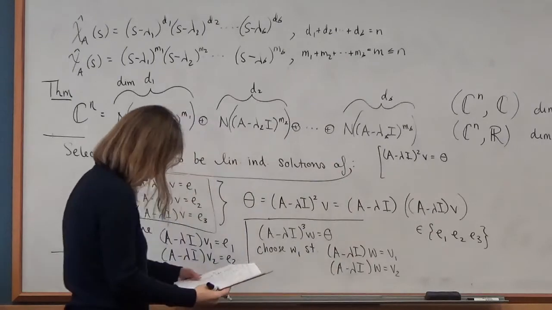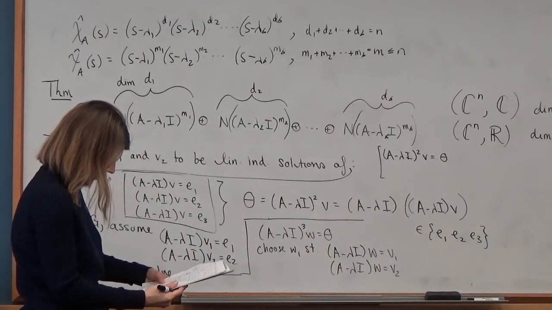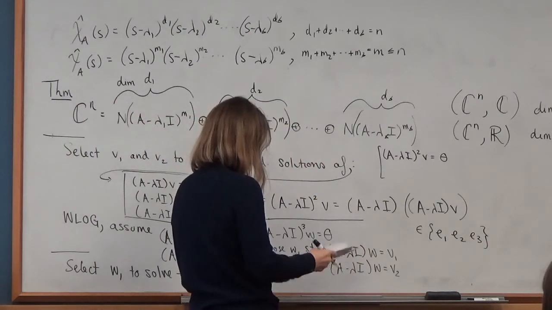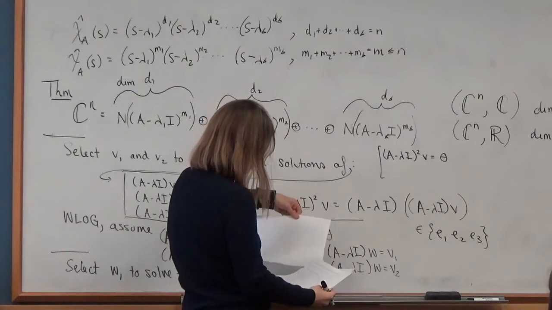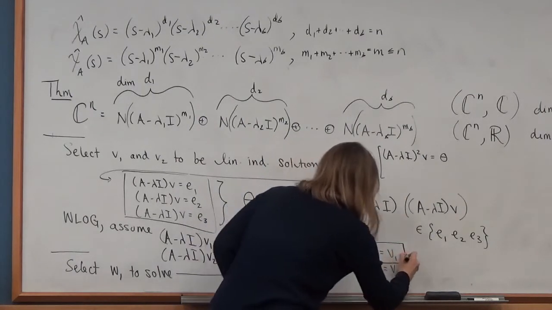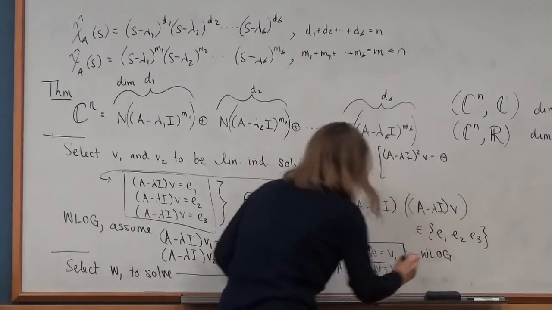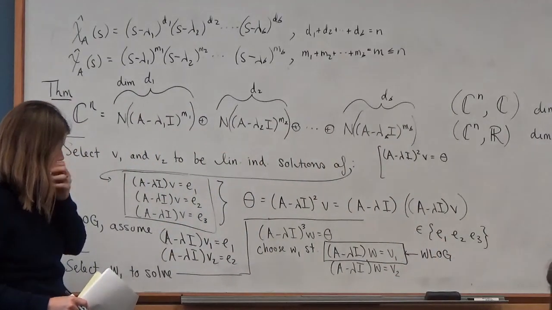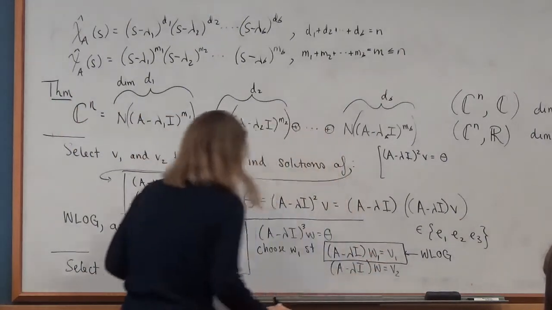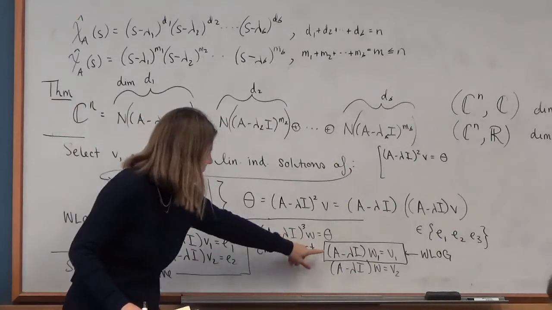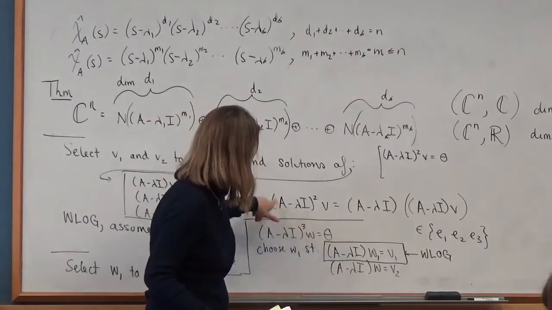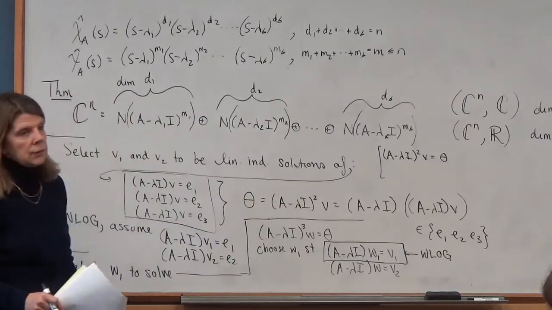And so, what did we do in the notes? Without loss of generality, let's suppose that W1 solves this one. Okay, so now I've got W1, which is in the null space of (A minus lambda I) cubed, such that it solves this equation here. And that I can always do this follows from a similar decomposition that I did for solving the V1s and V2s.